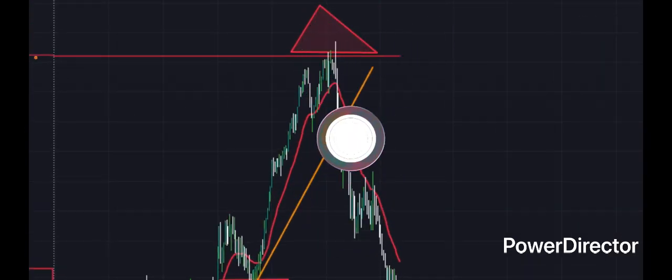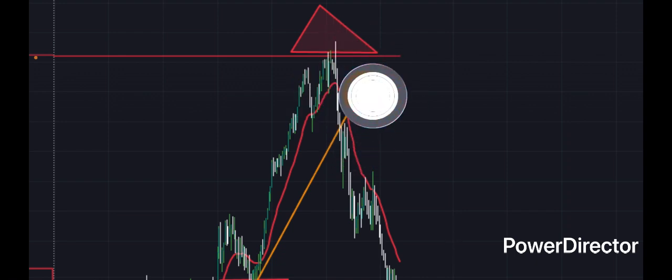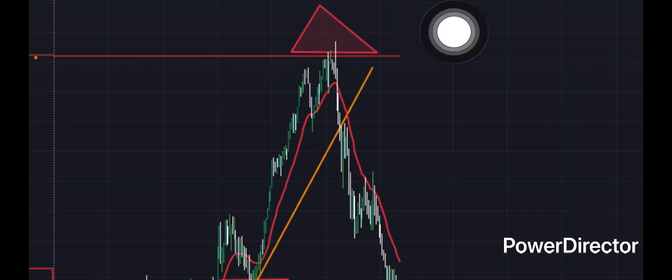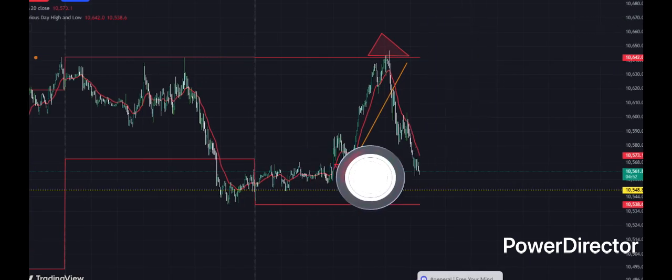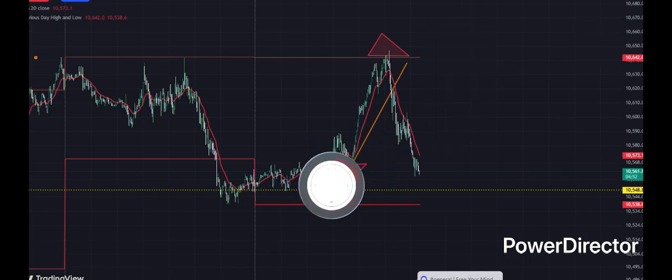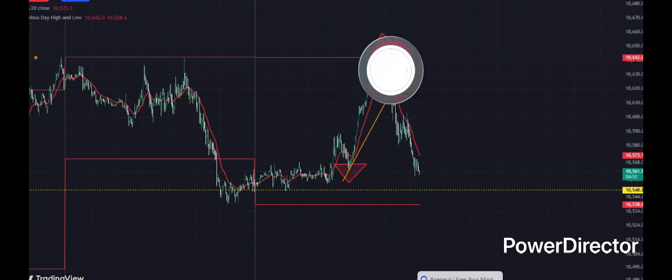Now you could have waited for this pullback, or you're in there right there. As soon as that first 5-minute candle closes below that EMA, you're in there. Stops at the high of the day. You're targeting that peak formation low that acts as the anchor for the pump.